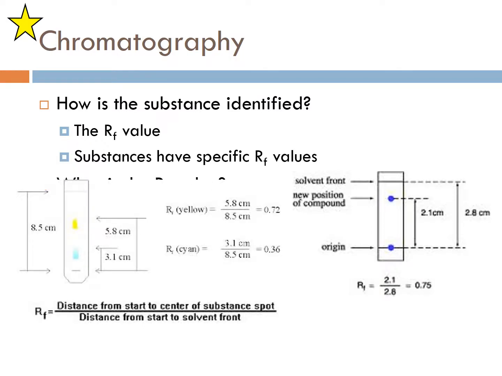Here's another example. We have blue and yellow. They travel 3.1 and 5.8 respectively, and the total distance the solvent traveled was 8.5. So you get two different RF values, one for yellow, one for blue.